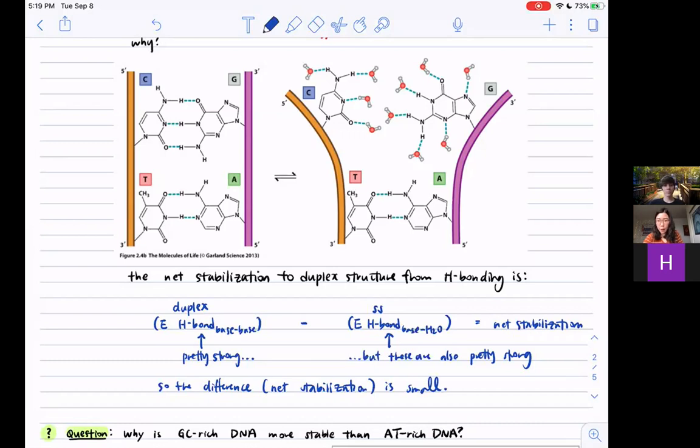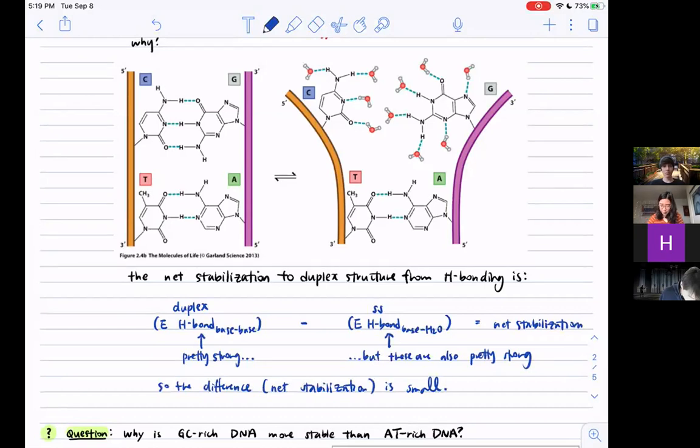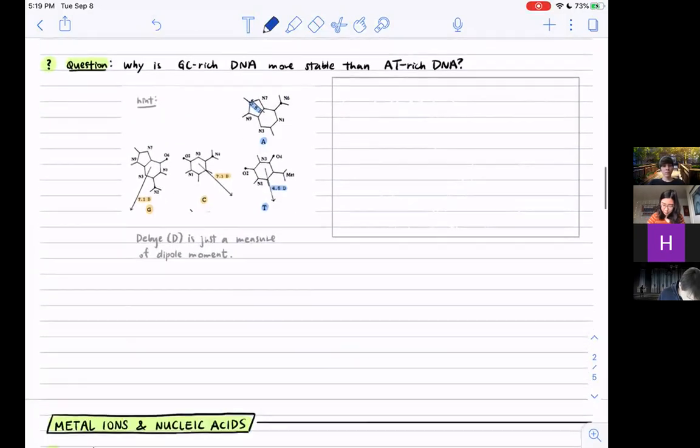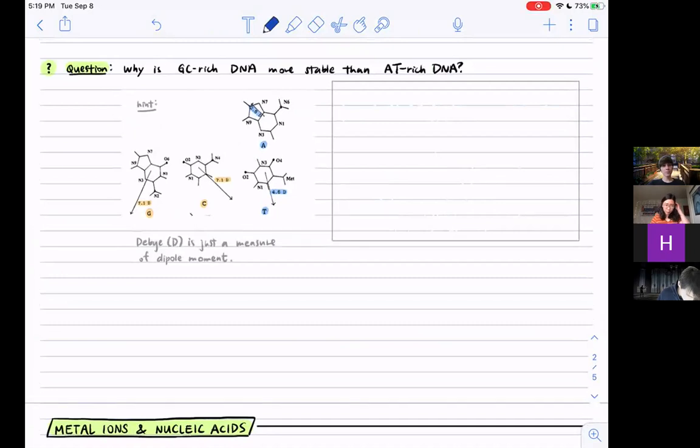So now that we've talked about the relative contributions to duplex stability, I have a question for you. Feel free to answer it verbally or in the chat. Why is GC-rich DNA more stable than AT-rich DNA? As a hint, I put a figure so you can look at it. I'm going to pause for about 30 seconds or until someone answers, whichever comes first.